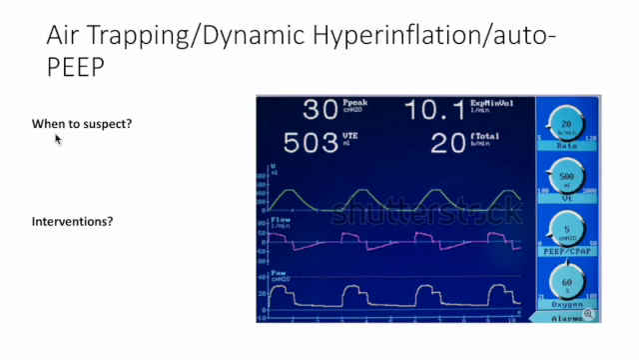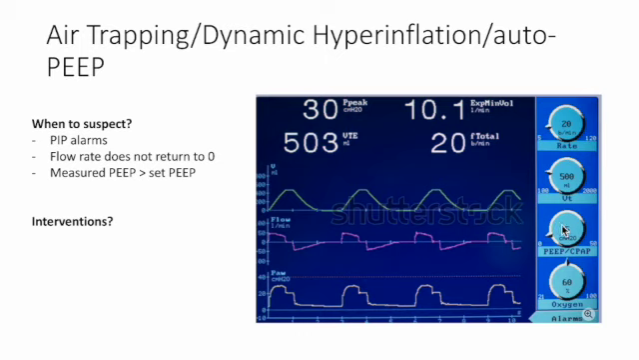So when should you suspect this? So again, when the high peak pressure alarm is going off, air trapping should at least be on the differential. And when you're assessing the patient at bedside for these high peak pressure alarms, you can look at the flow rate. And if the flow rate's not returning to zero before the next breath is triggered, then you should suspect air trapping. The other thing you can look at is the set PEEP versus the measured PEEP.